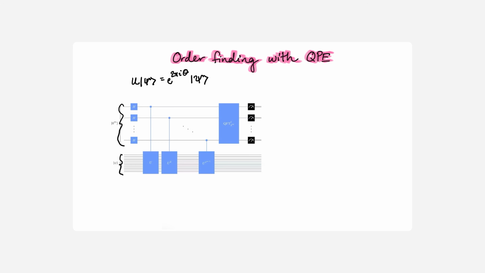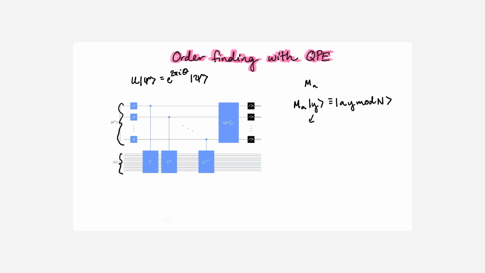In Shor's algorithm, we can use quantum phase estimation on a unitary operator M sub a, which transforms a state y like this. Here, y denotes a computational basis state, where the binary value of the qubits corresponds to the integer y. For instance, if n equals 15 and y equals 2, then y is represented by the 4-qubit basis state 0, 0, 1, 0, since 4 qubits are required to encode numbers up to 15.